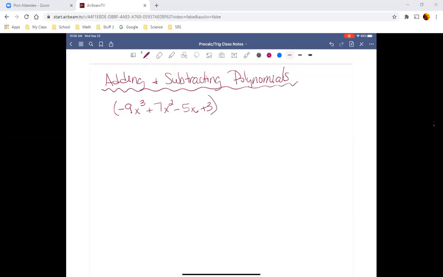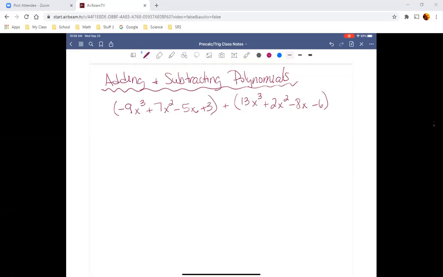Is that a polynomial? Yep. How many terms? 4. What's the degree? 3. Good job. And I'm going to add to that another polynomial. I'm going to go with 13x to the third plus 2x squared minus 8x minus 6. That one's a polynomial. That one still has 4 terms, and it's got degree 3, right?